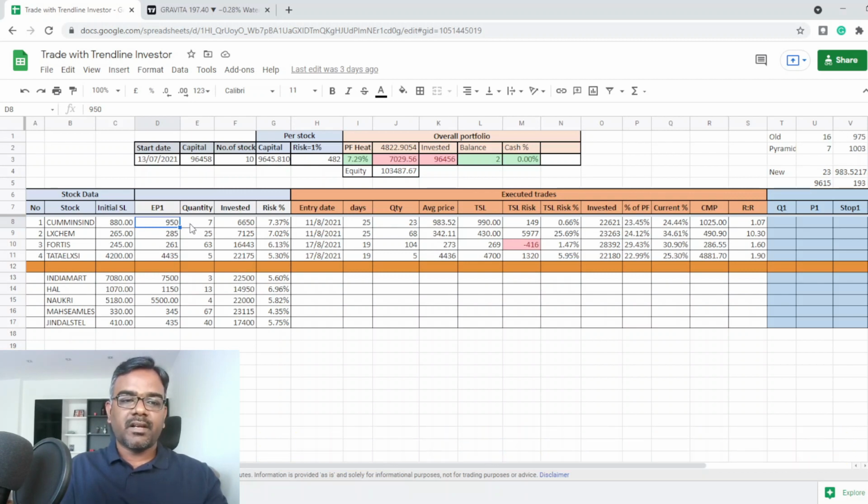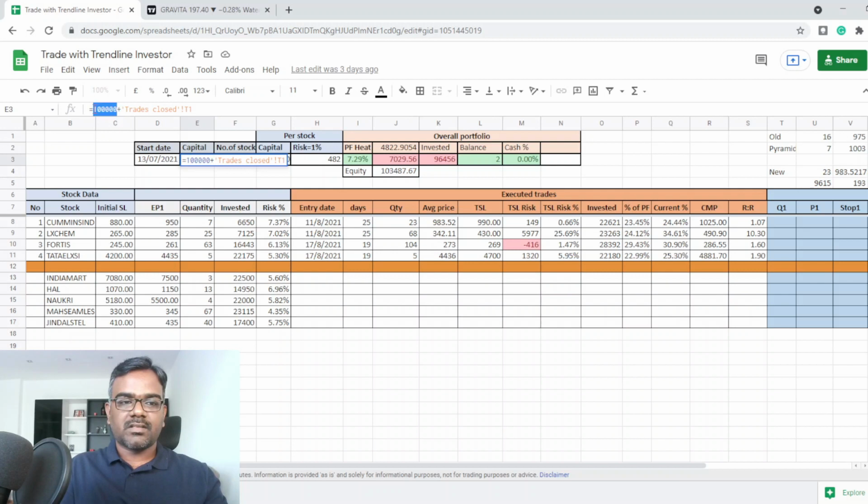Now once you enter the entry price, you need to know how much you want to buy. So you've decided what to buy, when to buy, and you have to decide how much to buy. Now how much to buy depends on your capital and how much risk you are willing to take. For example, when we started off, we had a capital of around 1 lakh. Okay, sorry, this is the capital, right? So when you started, this capital was around 1 lakh.